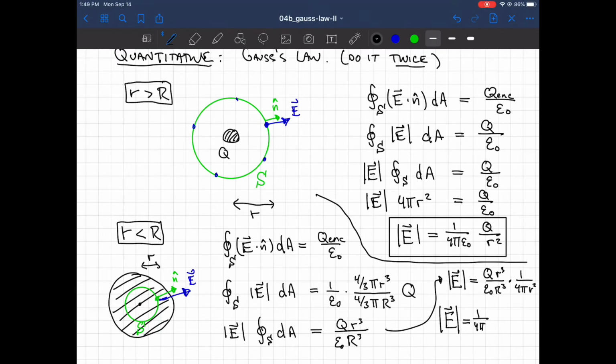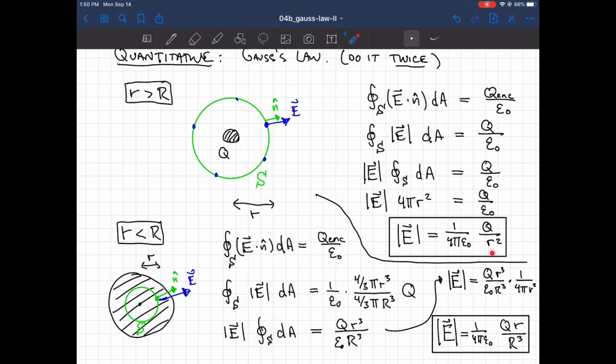Leaving me with 1 over 4 pi epsilon naught, that's k, q r over R cubed. That is the expression for the electric field of a ball, but for points inside of the ball itself, as long as it's uniformly charged. So it's interesting. You see that the electric field outside of the ball looks just like that of a point charge, but the electric field inside of a ball is actually increasing linearly with the distance from the center. So we might even draw what that looks like on a graph.